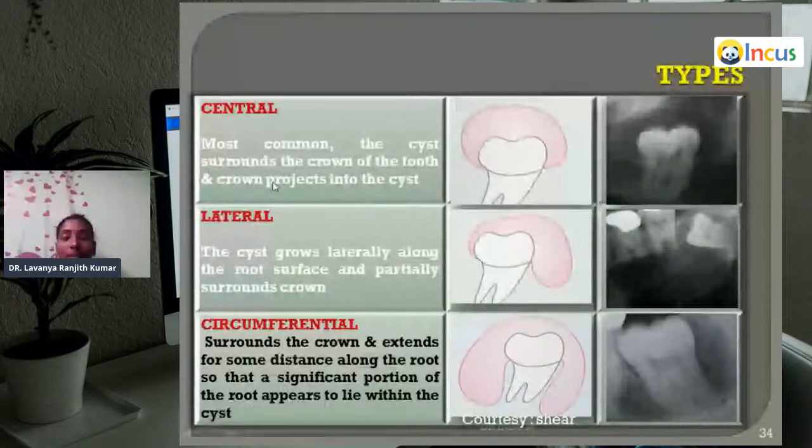So central means the cyst surrounds the crown of the tooth, and the crown projects into the cyst. Lateral means the cyst grows laterally. See this side, the cyst is growing laterally along the root surface and partially around the crown. And circumferential means it surrounds the crown and extends for some distance along the root, so that a significant portion of the root appears to lie within the cyst.